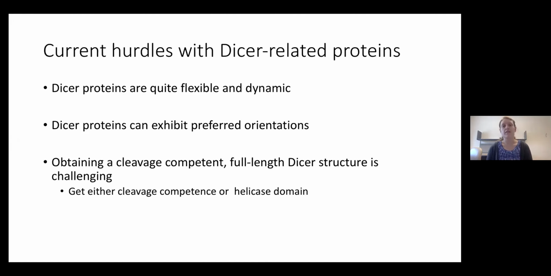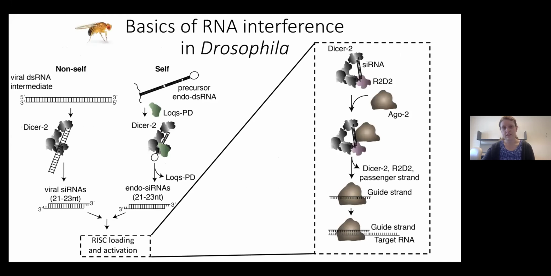So one of my goals for my thesis project is to obtain a cleavage-competent full-length structure of Dicer with the helicase domain at a high resolution. So to be able to try to get to that idea, we decided to avoid, for starters, studying just Dicer with double-stranded RNA, and instead focus on another region of the RNA interference pathway, focusing on the RISC loading complex, which includes Dicer2, siRNA, and R2D2.